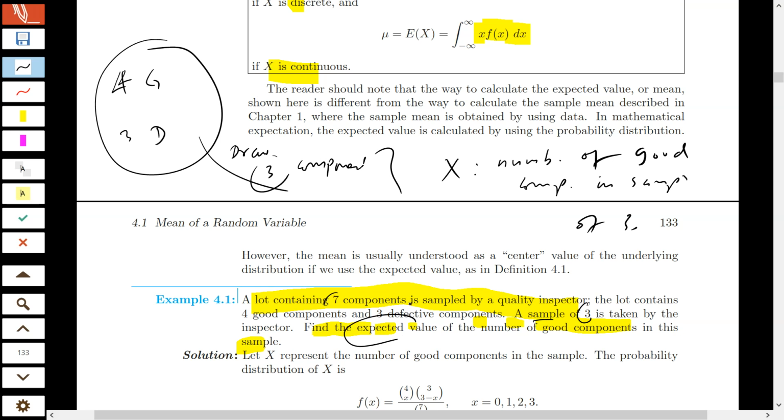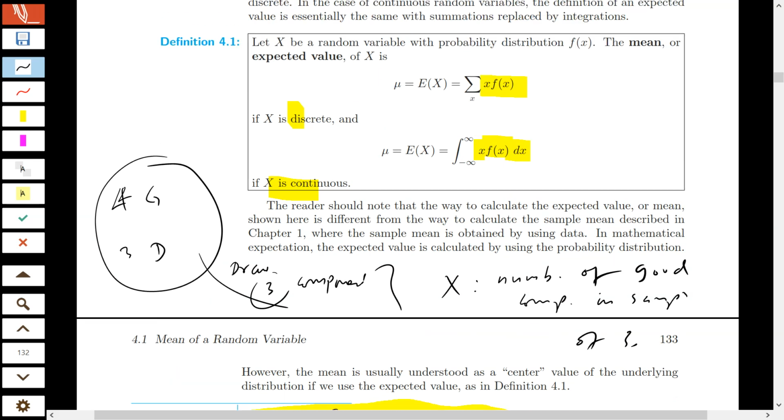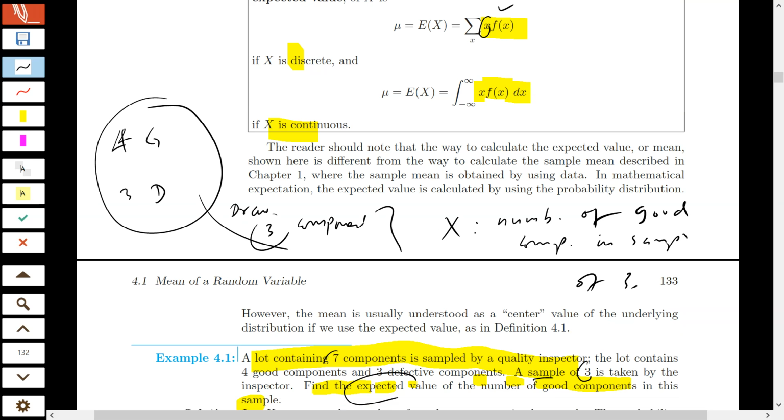So first we need to see the formula. First we need to know all the possible values of X, and then we will get to the PMF. So what are the possible values of X? Can anyone guess in this case? If X is the number of good components, what are the possible values? 0 would mean no component is good, right? 1 would mean 1, 2, and 3, and you cannot go beyond 3. You cannot have 4 good components.